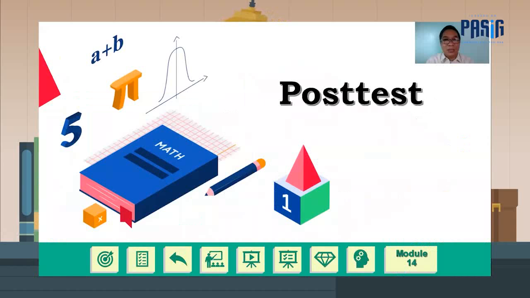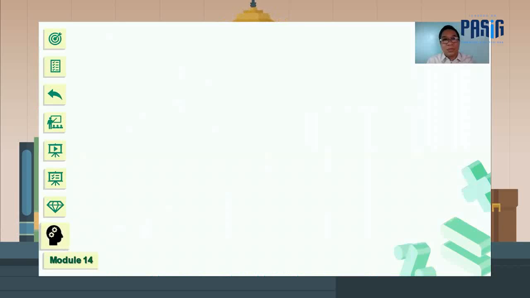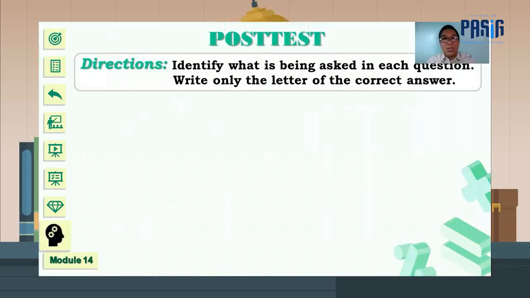So let us find out how far you have learned in this topic, the compound event. You may get one fourth sheet of paper. The numbers are 1 to 5 for your post-test. The direction is to identify what is being asked in each question. Write only the letter of the correct answer. You may pause the video at each question, then read and understand the questions carefully and click to continue.